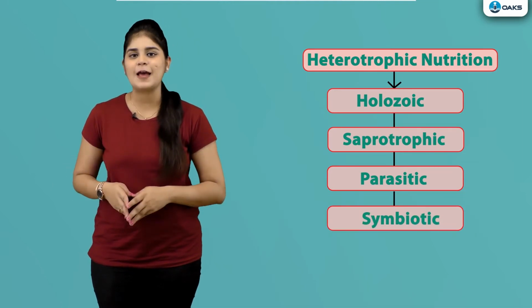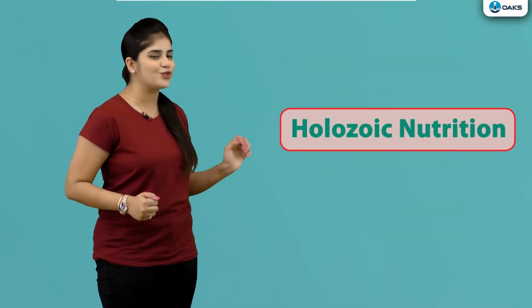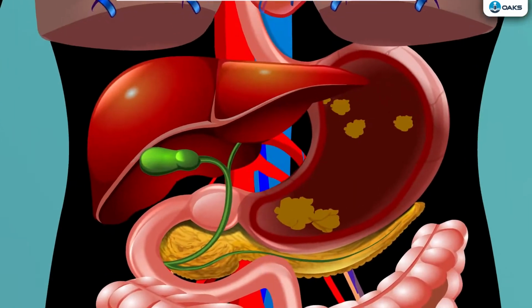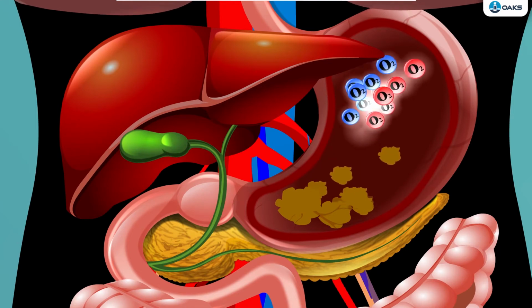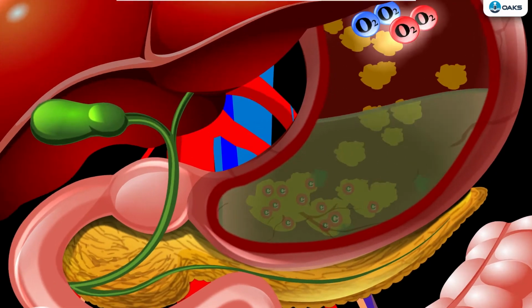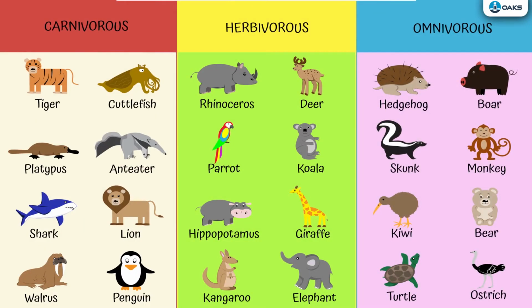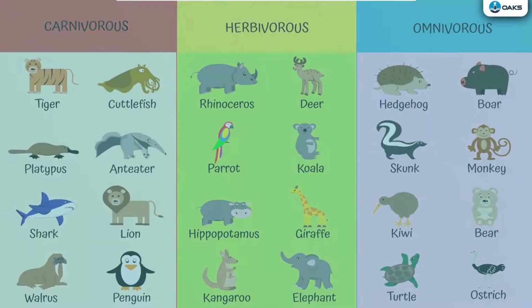The first type is Holozoic nutrition. This involves the intake of solid pieces of food as a whole unit and absorbing nutrients from it. All the herbivores, carnivores and omnivores come under this category.